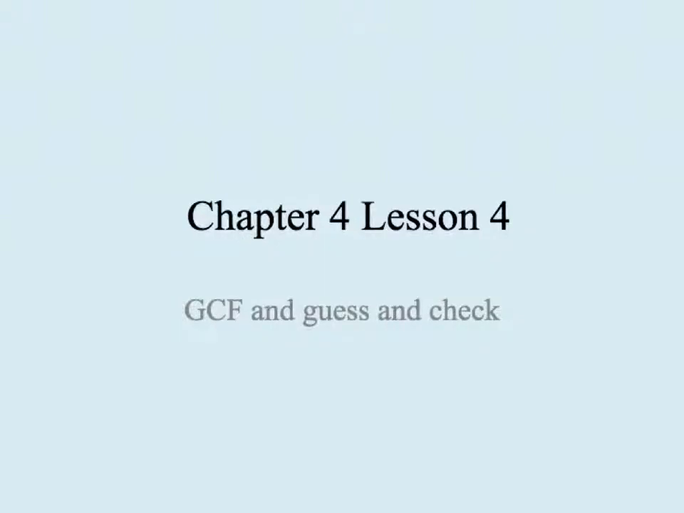First part of Chapter 4, Lesson 4, we're going to go over the GCF, which is called the greatest common factor, and we're going to go over the guess and check method to factor. So when we're talking about factoring, it's basically working backwards. It's getting back to something that might look like this, or something that might look like this. So it's working backwards from multiplying.